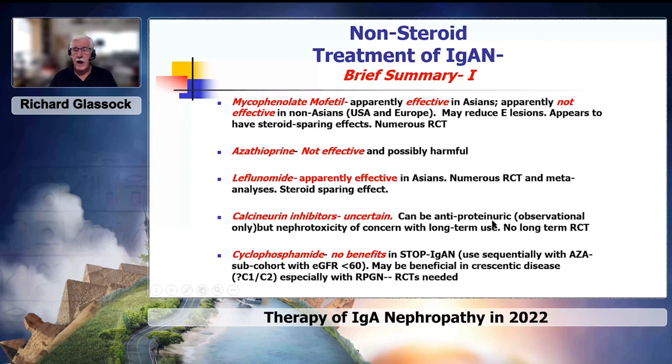They certainly can be antiproteinuric over the short term, but nephrotoxicity is of great concern for long-term use. There are no, repeat, no long-term randomized controlled trials. Cyclophosphamide showed no benefits at all in STOP-IgAN. However, it might be beneficial in crescentic disease, especially when rapidly progressive glomerulonephritis is present, but randomized controlled trials are needed.